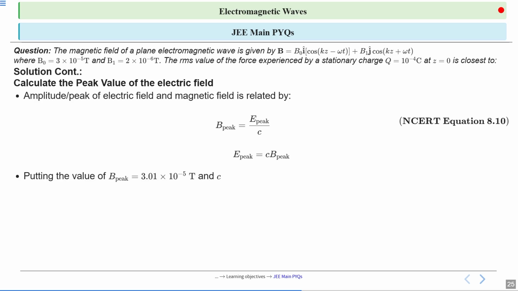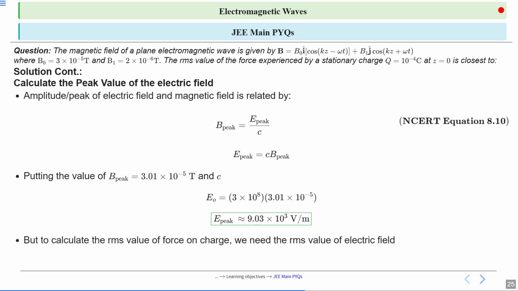So putting the value of B peak, which we have calculated, 3.01 into 10 to the power minus 5 Tesla, and the value of speed of light, that is 3 into 10 to the power 8. So E peak will be equal to 3 into 10 to the power 8 times 3.01 into 10 to the power minus 5. So E peak will be approximately equal to 9.03 into 10 to the power 3 volt per meter. So this is the maximum value, or we can say amplitude of electric field.